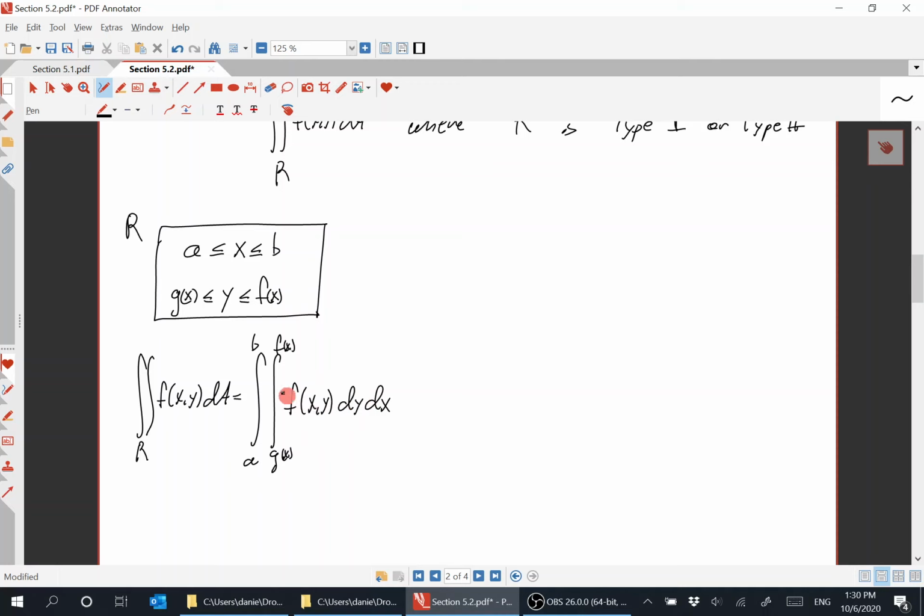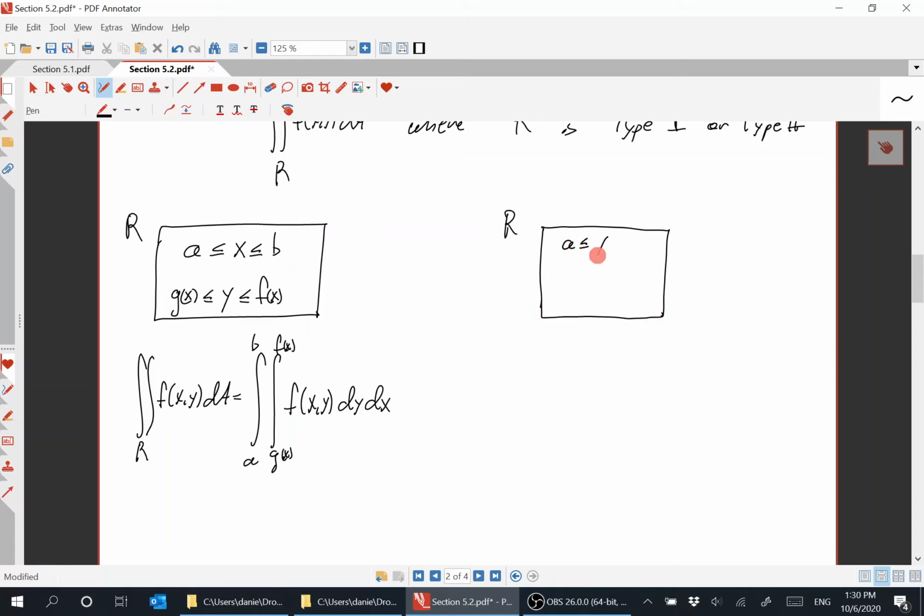When you're doing integration with regard to y on the inside, x is held constant. So these f(x) and g(x) are constants, and you're doing the antiderivative with respect to y, where x is a constant. After doing that, you'd be left with a function in terms of x, and then you do the integral as usual.